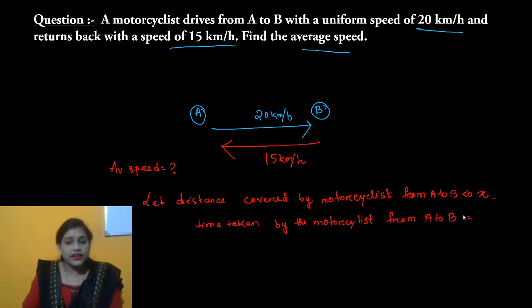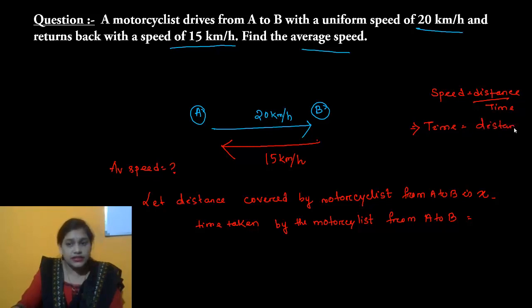Then how can we find the time? As we all know, speed is equal to distance divided by time. From this equation you have to find time. Time is equal to distance by speed. For A to B, what is the speed? 20 km per hour. You will take X kilometers here, so the time will be X by 20 hours.